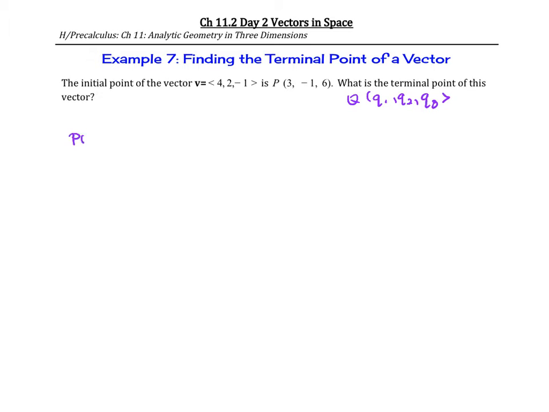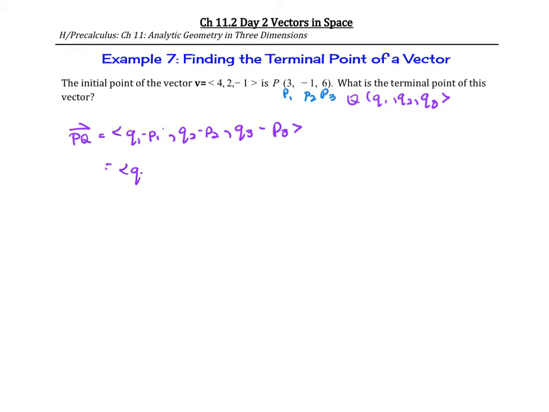So let's first, if we have PQ, the vector PQ, remember that is going to be Q sub 1 minus P sub 1, and then Q sub 2 minus P sub 2, and Q sub 3 minus P sub 3. So we can plug in what we know, and we know that the initial side here is our P1, P2, P3. So let's write what we have.